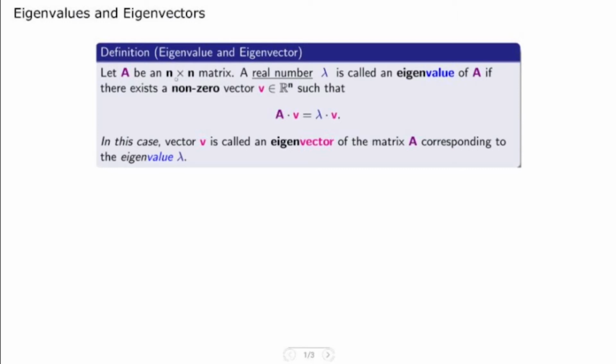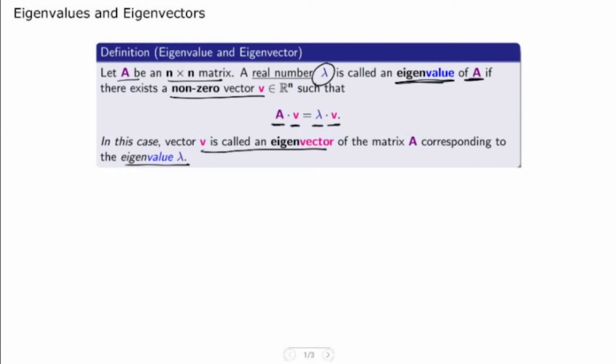Here we have an n-by-n matrix A, and then we have a real number lambda, which is called an eigenvalue of A if there exists a non-zero vector V, which is an element of real numbers in any dimension, such that the matrix A times the non-zero vector V will be equal to the eigenvalue lambda, which is any real number, times the vector V. So in this case, the vector V is called an eigenvector of the matrix A corresponding to the eigenvalue lambda.